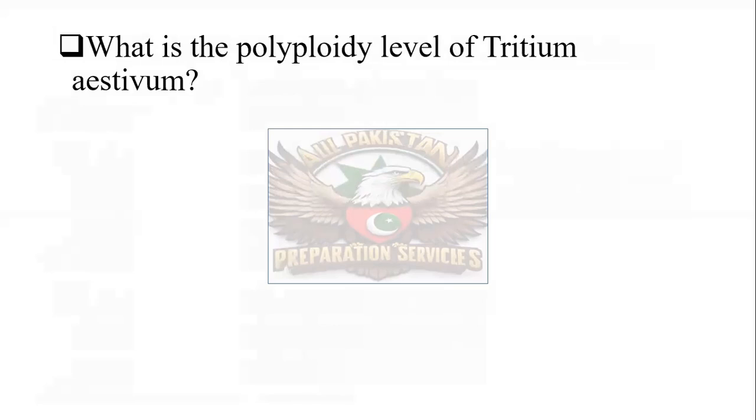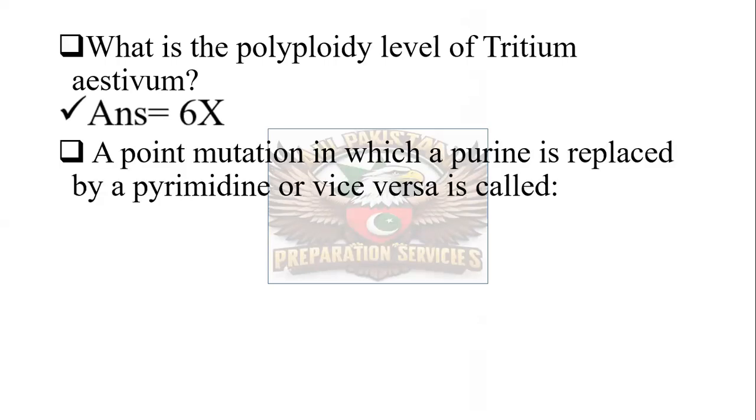Next question is, what is the polyploidy level of Triticum aestivum? The Triticum aestivum ploidy level is 6x. It means Triticum aestivum is a hexaploid. A point mutation in which a purine is replaced by a pyrimidine or vice versa is called transversion.